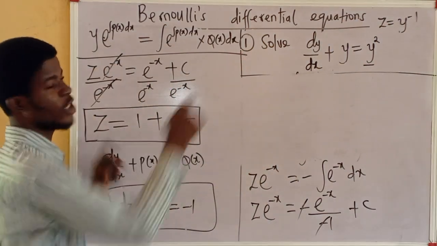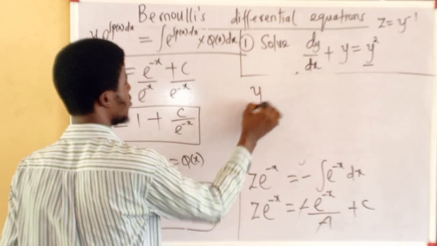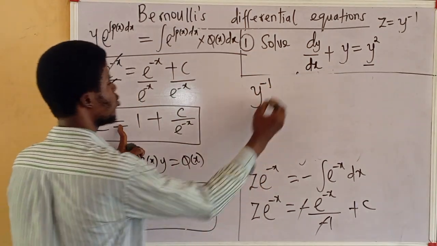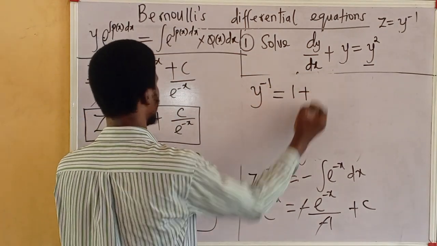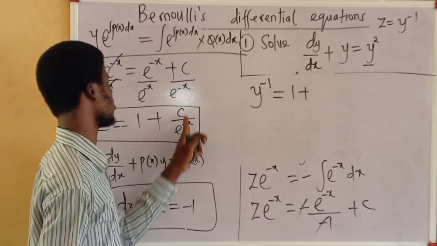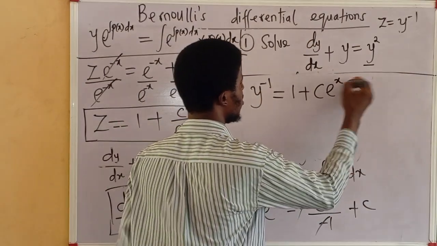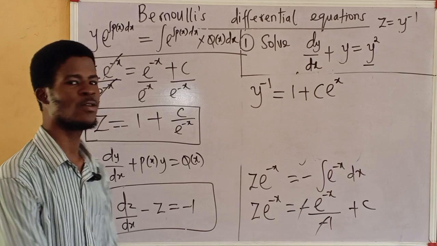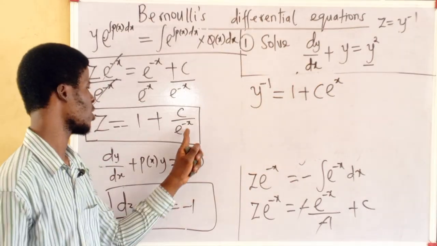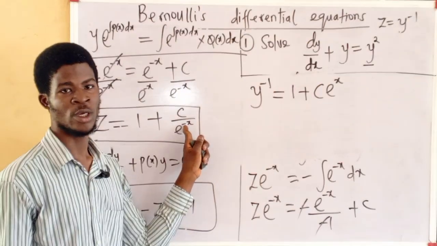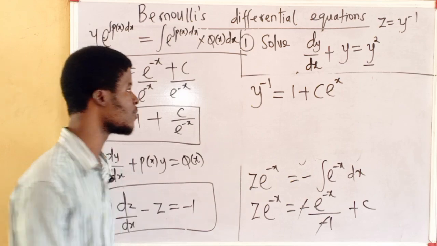Z is now y to the power of minus 1. So y to the power of minus 1 is equal to 1 plus c e to the power of x. If I take the inverse of 1 over e to the power of minus x, the minus here will go away. So this is what we have.